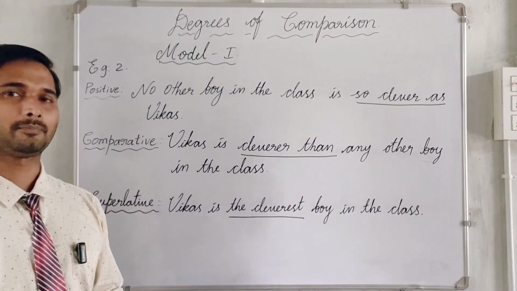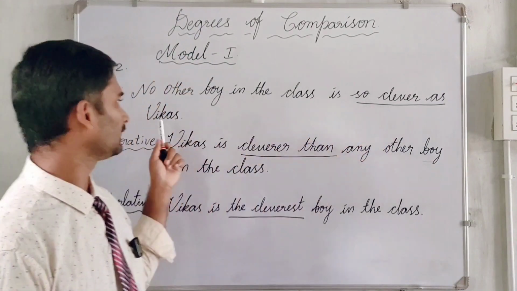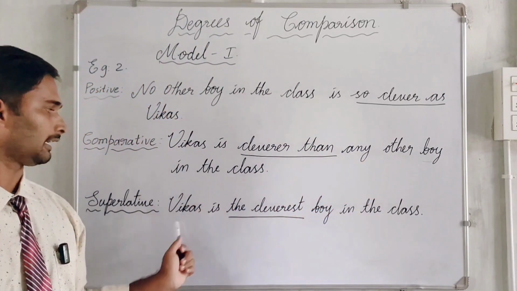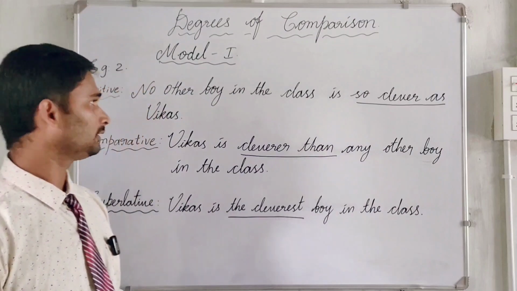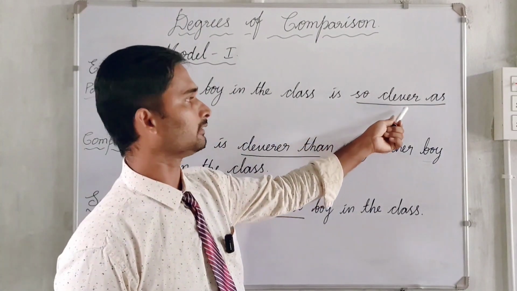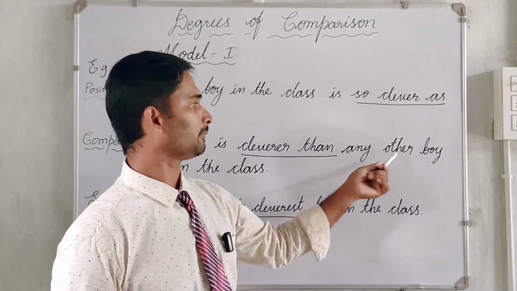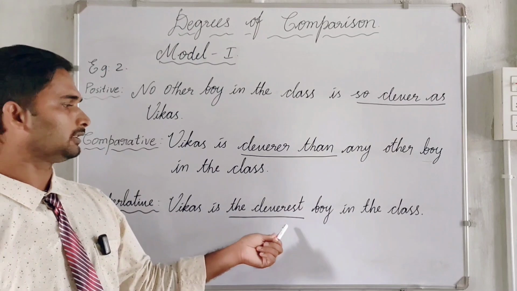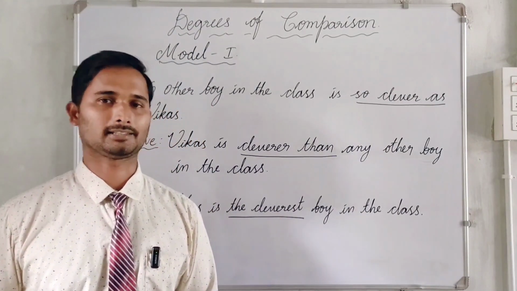Let us see one more example of model 1. No other boy in the class is so clever as Vikas. Comparative form. Vikas is cleverer than any other boy in the class. And the superlative. Vikas is the cleverest boy in the class. The first one, no comparison is made. So clever as the adjective is used. Comparative, because he is compared with the other boys in the class. Next one, the third one, the superlative form, because he is the cleverest of all the boys in the class.